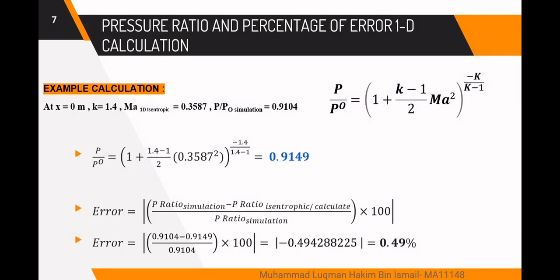Next is the pressure ratio and percentage of error calculation. This is straight to the point because we are just using the formula of the pressure ratio, P over P naught equal to 1 plus K minus 1 over 2 times Mach number squared, powered by negative K over K minus 1. In this case, K is 1.4 and at 0.0 meter, we use the Mach number we calculated before, which is 0.357.